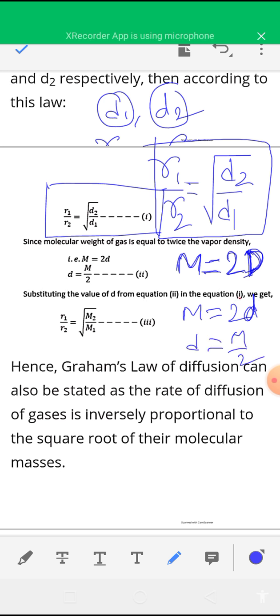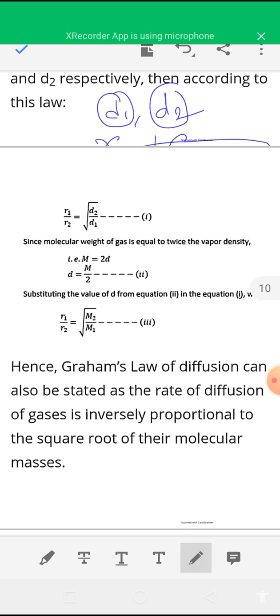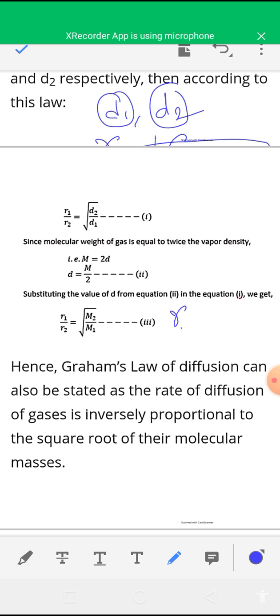Okay, so just write, instead of d1 and d2, M2 divided by 2 and M1 divided by 2. After putting this value we will get the relation r1 by r2 is equal to root over M2 by M1. This is the relation between the rate of diffusion of two gases and their molecular weights, that is r1 by r2 is equal to root over M2 by M1.